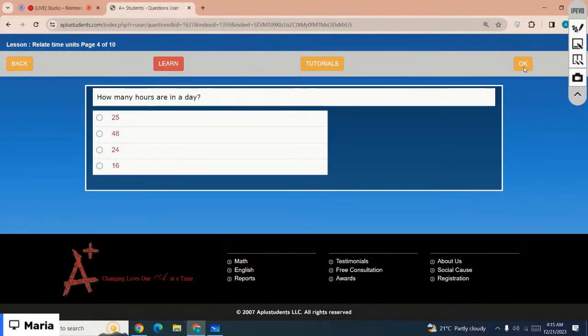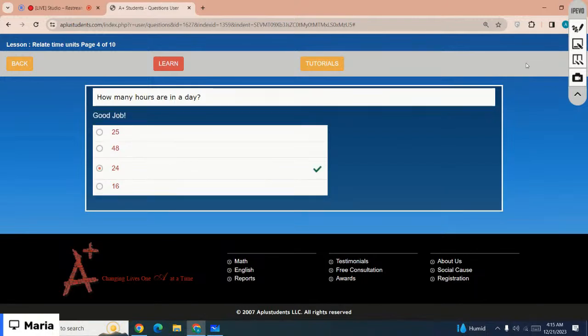How many hours in a day? Which is the correct option? The correct option is 24 hours in a day. The correct option is 24. Got it?